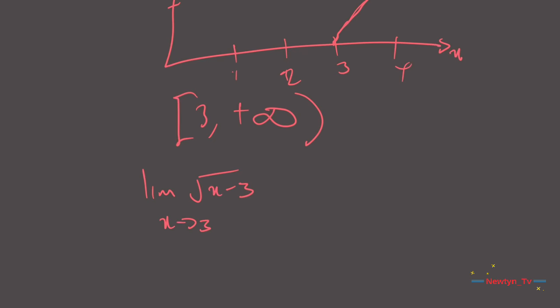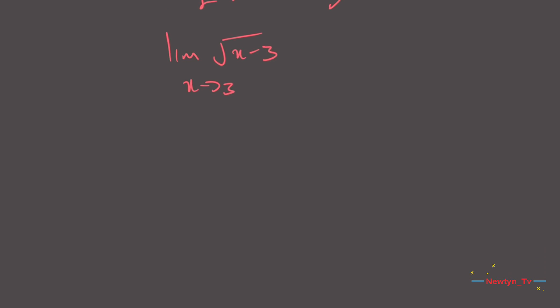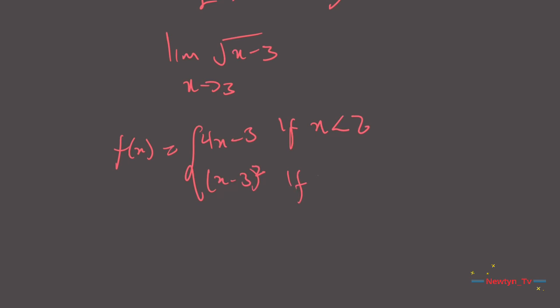Now let's look at this one too. Now if you have a function f of x, so f of x being equal to 4x minus 3, then you have open bracket x minus 3, then you close. Now if x is less than 2, and this one if x is greater or equal to 2. Okay, so we are going to evaluate the following limits with this condition.